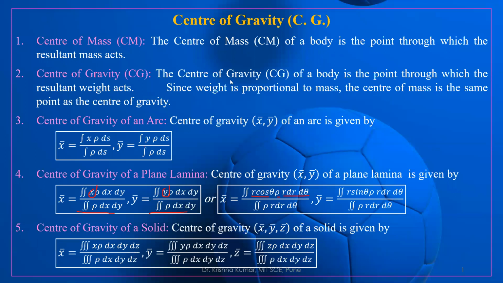y bar: what is the value of y? It is r sin theta, and dx dy is r dr d theta. So in this manner, if we are given a Cartesian plane lamina, we use the Cartesian formula. If we are given the polar form, then we use this formula.